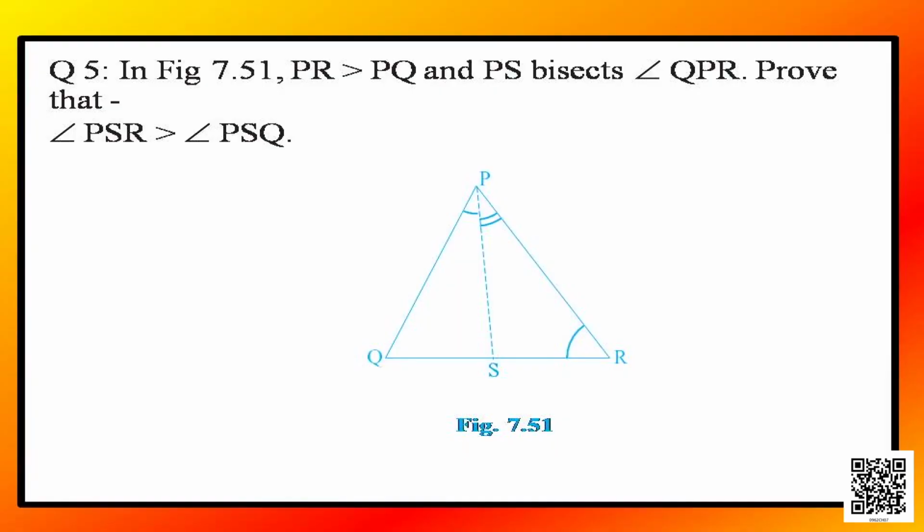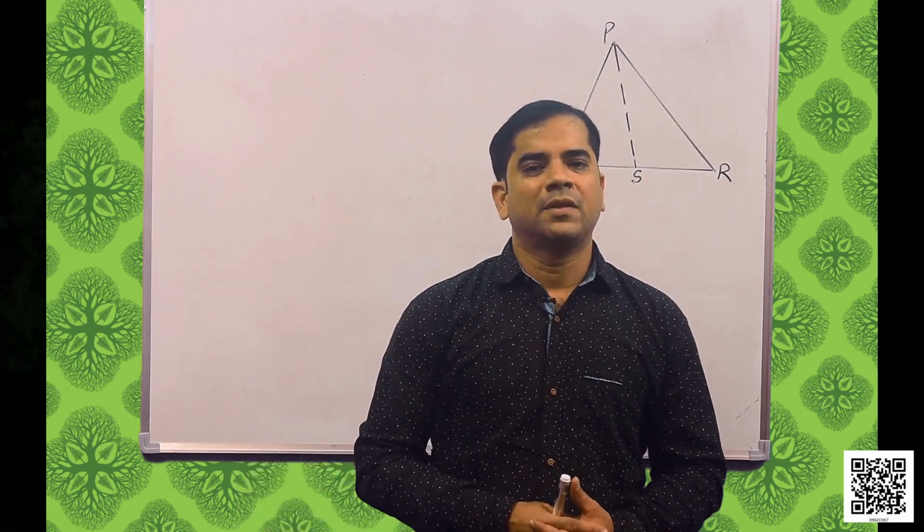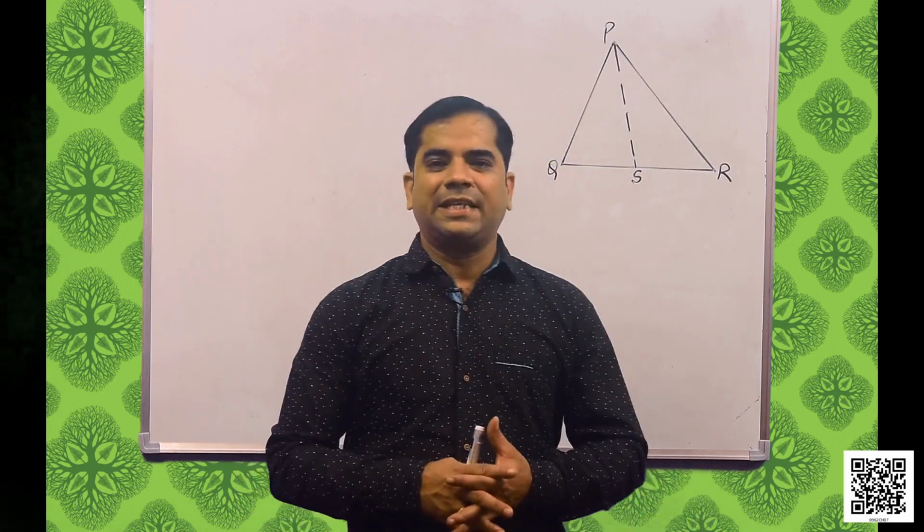Students, let us now discuss question number 5. It says, in the given figure, PR is greater than PQ and PS bisects angle QPR. Prove that angle PSR is greater than angle PSQ. For the solution, let me draw the diagram first, then we will go for the solution. Students, I have drawn the diagram as it is given in your book.